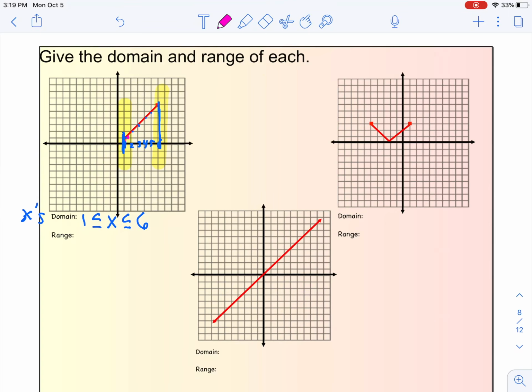So now let's work on the range. The range is the y values.